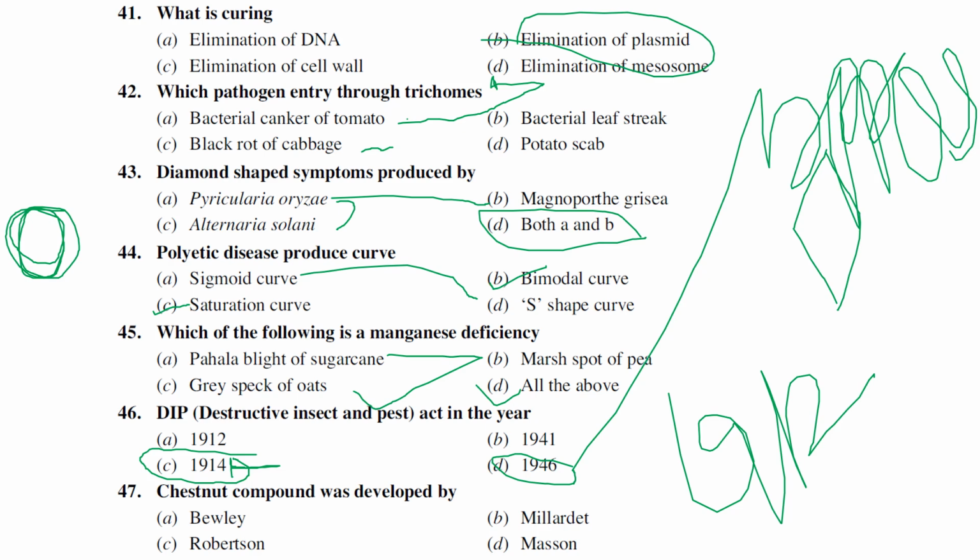Chestnut compound was developed by... Chestnut compound was actually developed by Beverly. Millardet developed Bordeaux mixture, Mason developed chestnut compound. Beverly, Mason, Bordeaux mixture, Burgundy mixture: I think Mason 1887, Millardet 1880 to 85, Bordeaux mixture, Beverly 1921, chestnut compound 2:11.